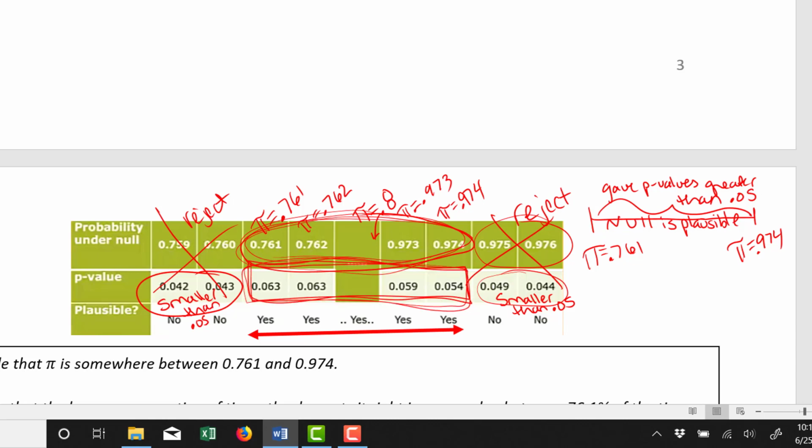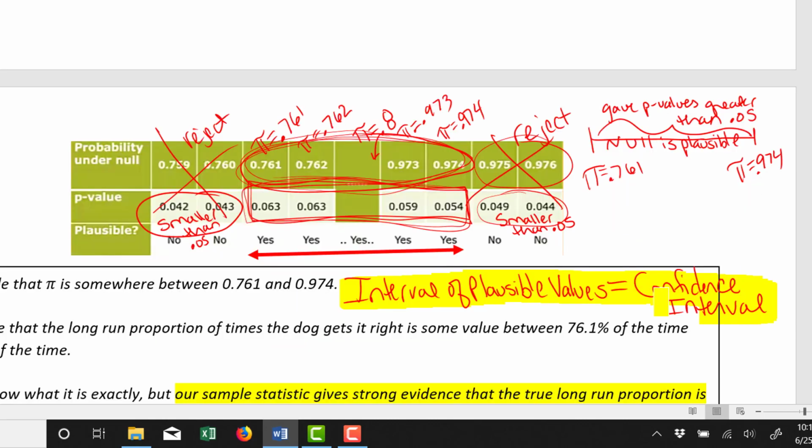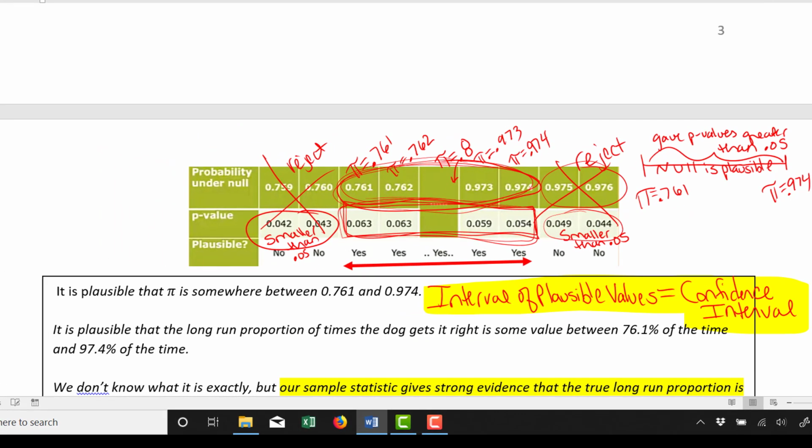This interval of plausible values is called a confidence interval. So what we have learned from this table is that it's plausible that the true value of pi is somewhere between 0.761 and 0.974. It's plausible that the dog is getting it right in the long run somewhere between 76.1% of the time and 97.4% of the time.